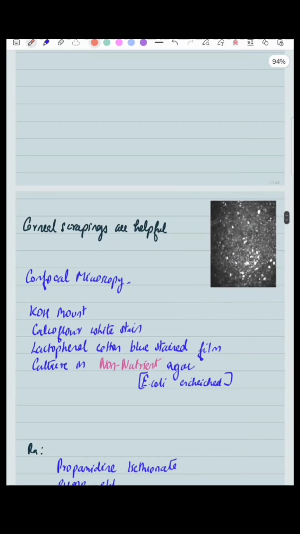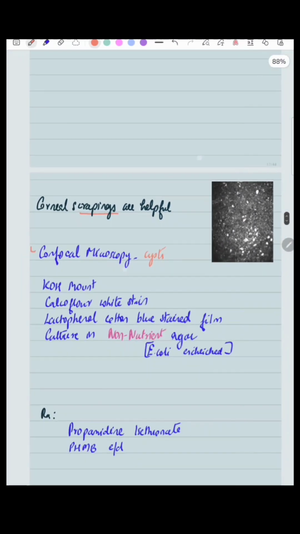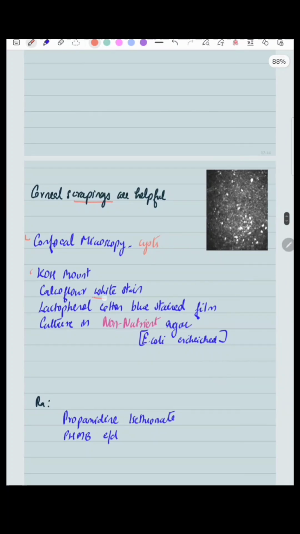Corneal scrapings are helpful. In corneal scrapings, confocal microscopy allows visualization of the cyst. Here the cyst can be seen. Then KOH mount, calcofluor white stain, and lactophenol cotton blue stained film can be used.